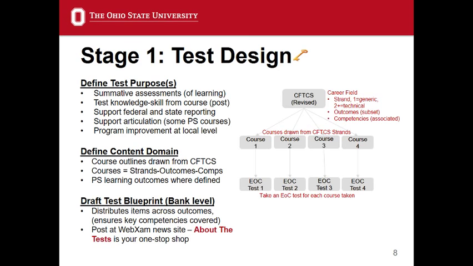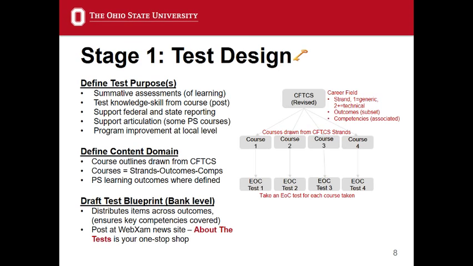We post them after field testing is over at the WebXam News site about the tests. Again, it is your one-stop shop for this. So you see over here a representation of the career field technical content standards, or the body of knowledge, what you're expected to know and be able to do after instruction. Strand 1 is generic, and strands 2 through whatever, usually 7 to 10 strands, are technical content. There are outcomes and competencies, so you get a hierarchical system.